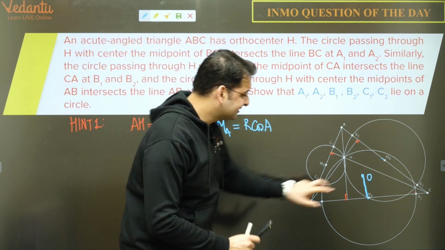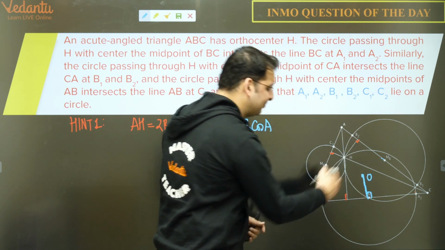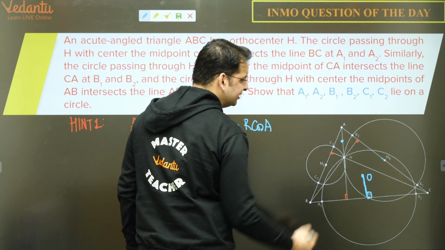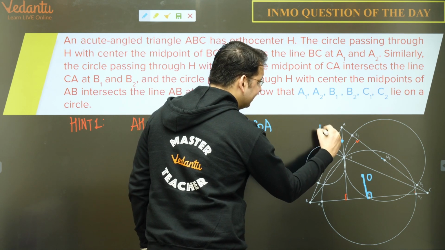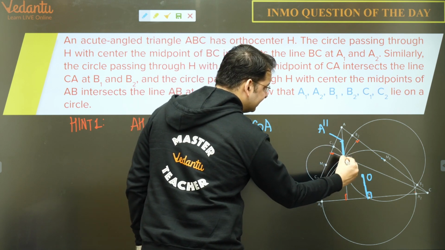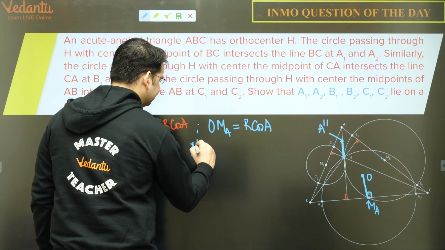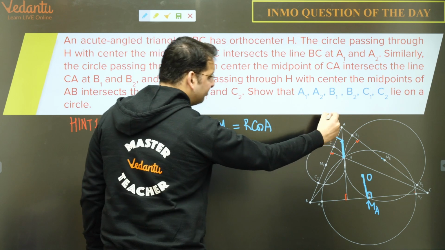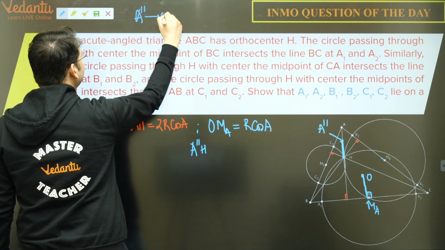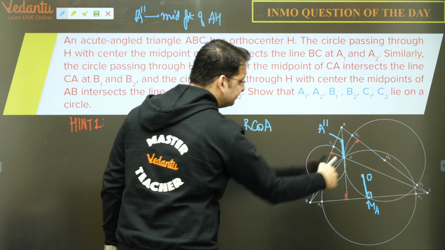Also, since this is 90 degrees and this is also 90 degrees, this altitude and this perpendicular bisector are parallel to each other, and this is R cos A, this is 2R cos A. So if I mark the midpoint of it, let's say I mark this as A double dash, can I say A double dash H and OMA are equal? A double dash is the midpoint of AH.